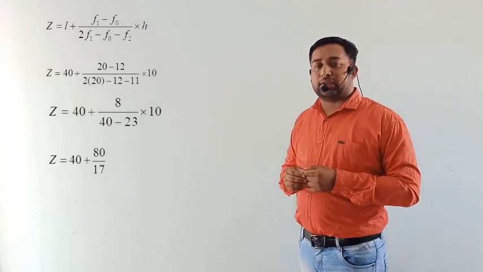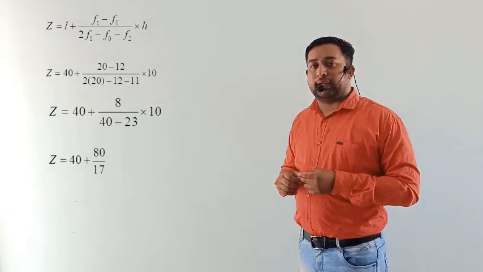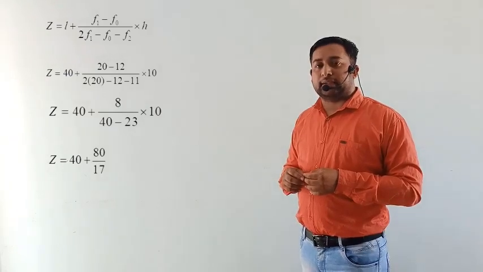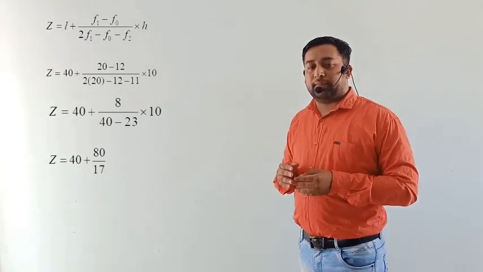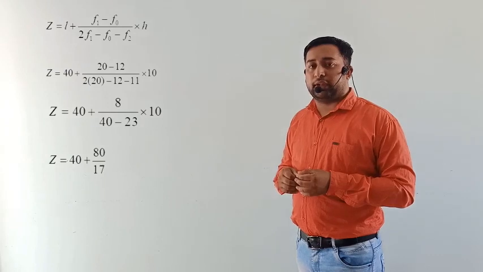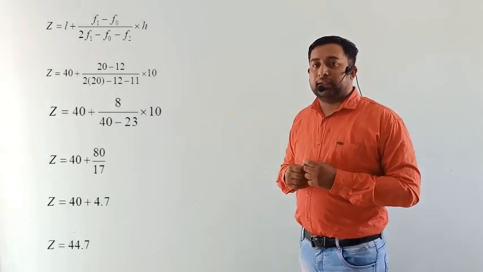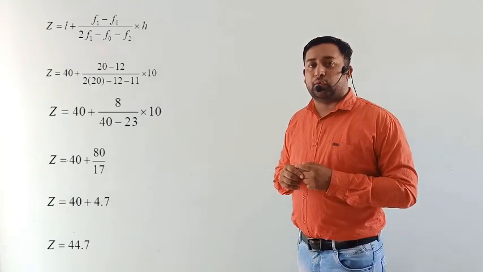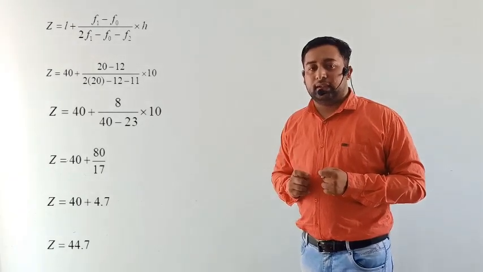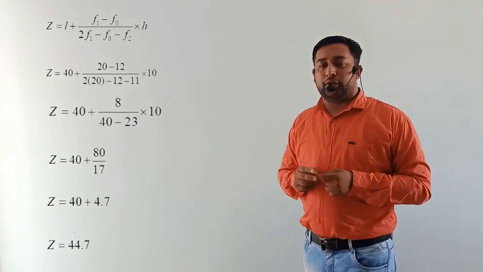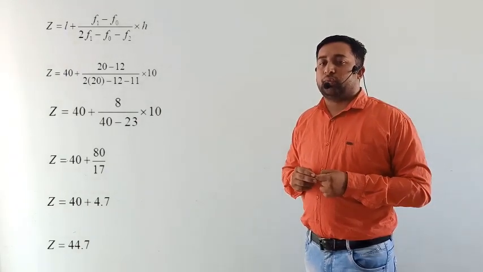In the numerator 20 minus 12, 8. In the denominator 2 20s are 40, minus 12, minus 11, minus 23. Multiply by 10. So 40 plus 8 10s are 80. In the denominator 40 minus 23, 17. Dividing 80 by 17 will give you 4.7. Now adding 4.7 to 40, your mode Z is equal to 44.7. So with this last sum, all your questions of 14.2 are solved.